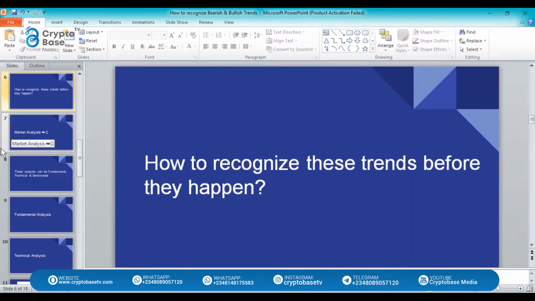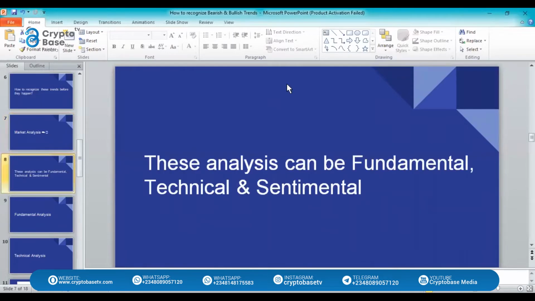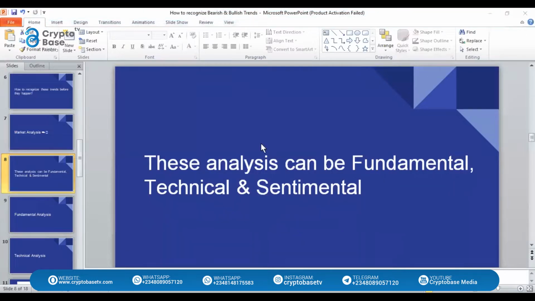The trend can easily be recognized through market analysis. That is it, guys. If you want to recognize any trend, be it a bullish market or a bearish market, everything is going to happen through market analysis. And in market analysis, we are going to take a look at three analyses, which are the most common, and I think the most valid also, because I've not even seen any other analysis that is more than fundamental, technical, and sentimental.